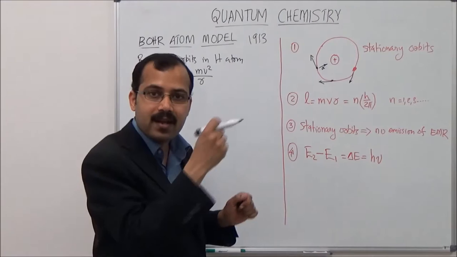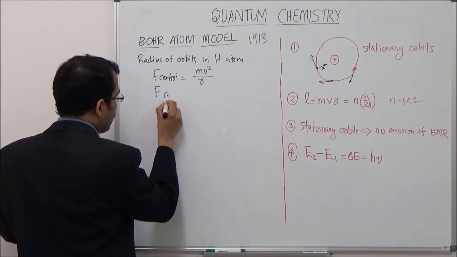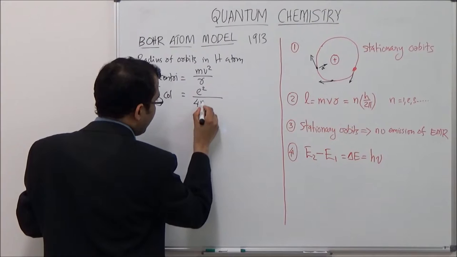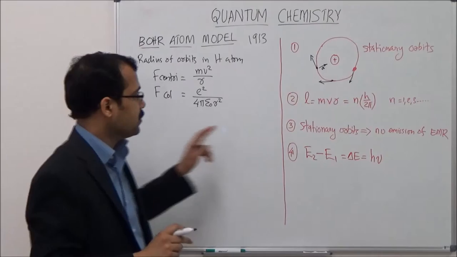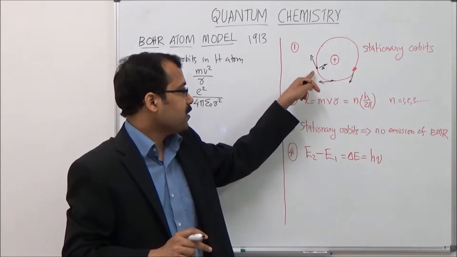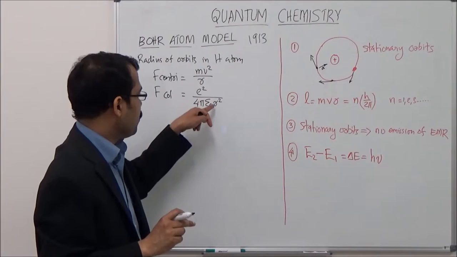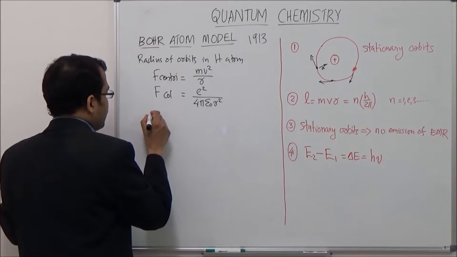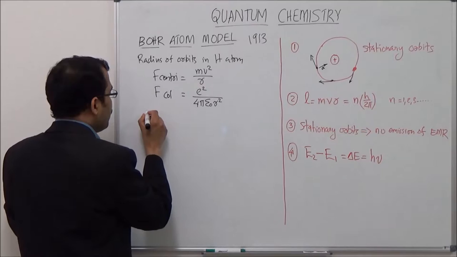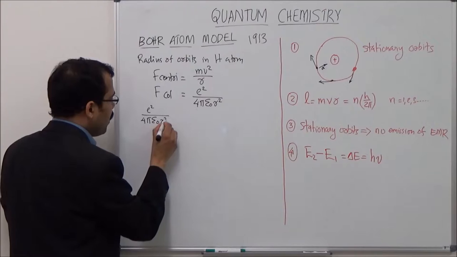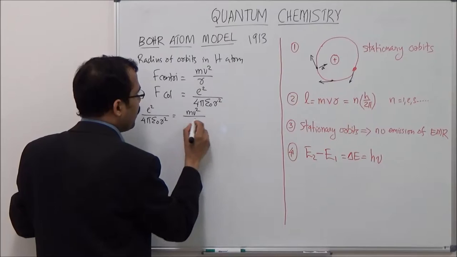And this Coulombic force of attraction will be equal to e square divided by 4 pi epsilon 0 r square in the case of the hydrogen atom. Because in the case of the hydrogen atom, there is a proton in the nucleus and there is an electron in the orbit. So they have the same charge with a different sign. So it is e square divided by 4 pi epsilon 0 r square. Here, the centripetal force will be equal to the Coulombic force of attraction. So e square divided by 4 pi epsilon 0 r square is equal to mv square divided by r.